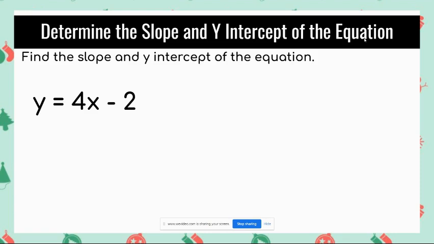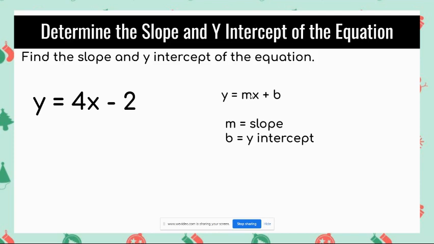Equation, and it's asking us to find the slope and the y-intercept of the equation. Our equation is y equals 4x minus 2. So all our equations are in the form of y equals mx plus b. M is the slope, and b is the y-intercept.